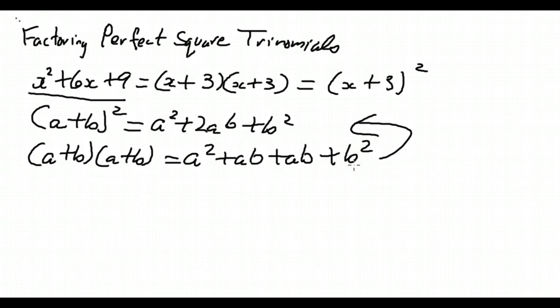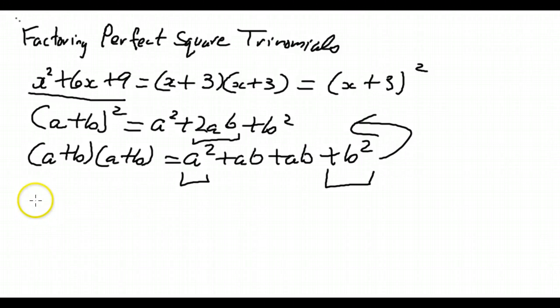So what are we looking at in a perfect square trinomial? The first term is a perfect square. It has a square root. The last term is positive, and it also has a square root. And the middle term is double the square root of the first times the square root of the last.